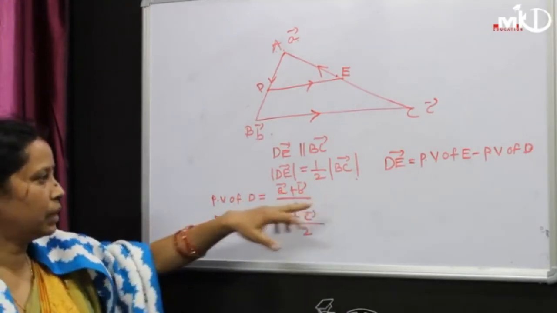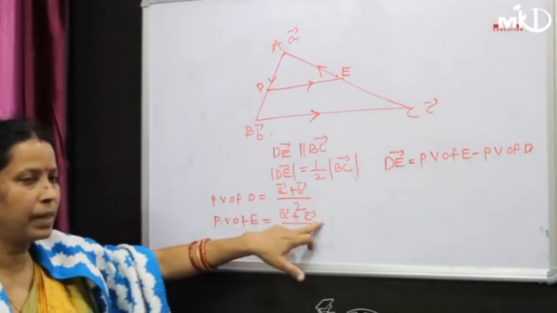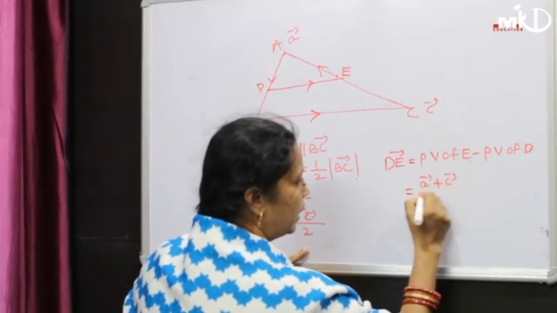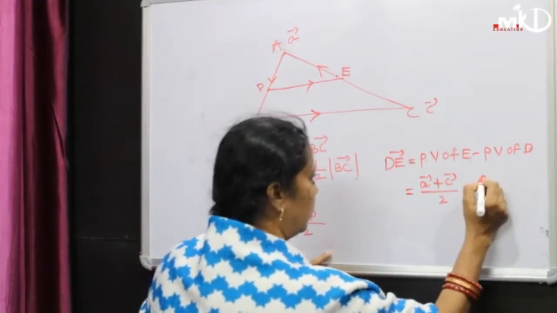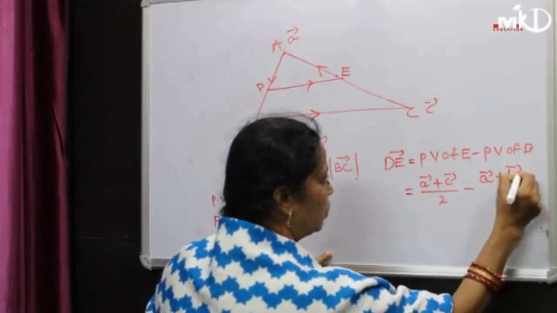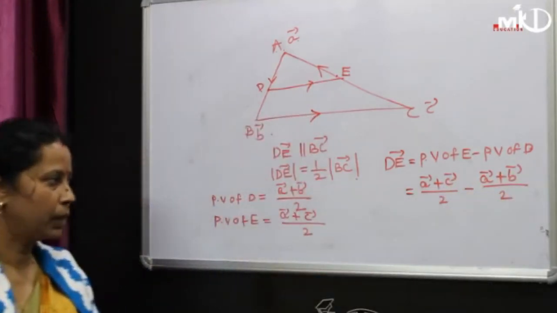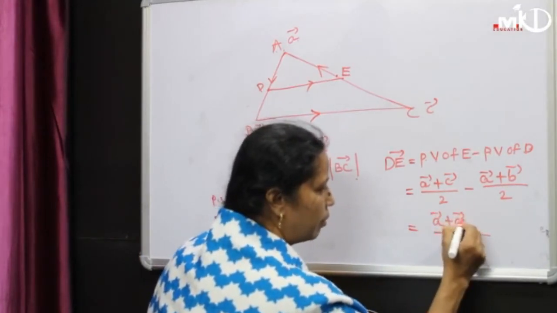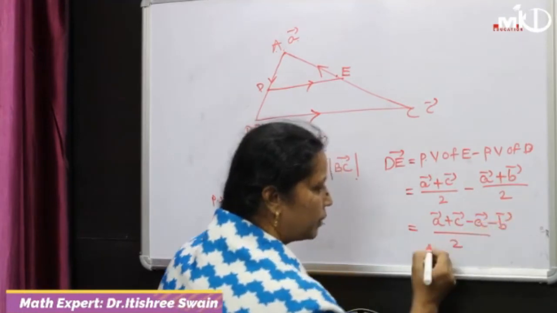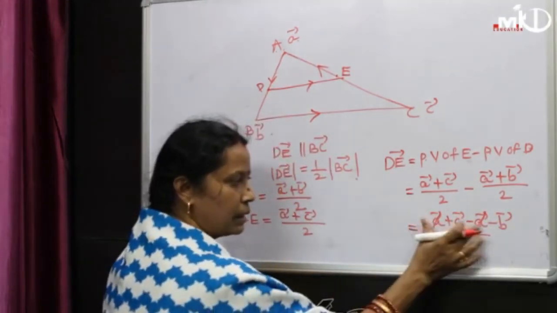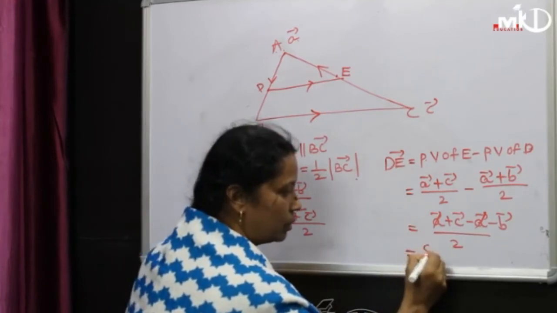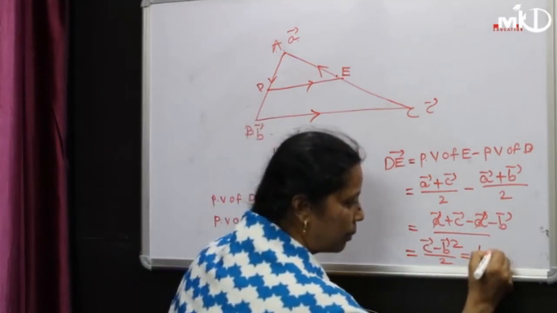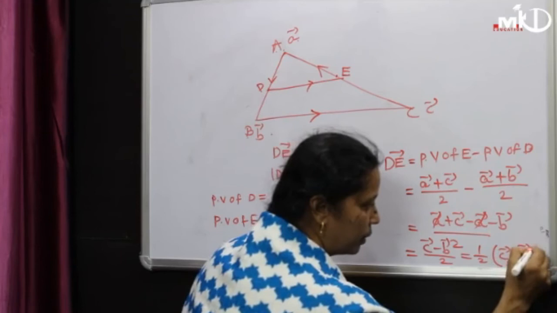The position vector of E is A bar plus C bar by 2, minus the position vector of D, which is A bar plus B bar by 2. So it is equal to A bar plus C bar minus A bar minus B bar, all by 2. A bar cancels since they are negative of each other. So it is equal to C bar minus B bar by 2, or we can write it as half of C bar minus B bar.